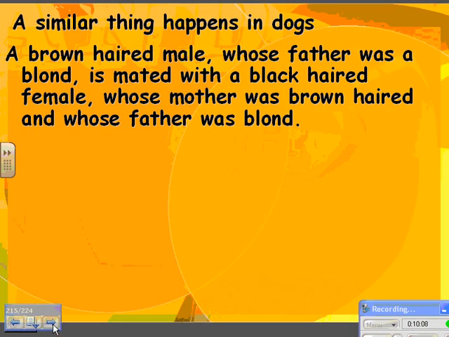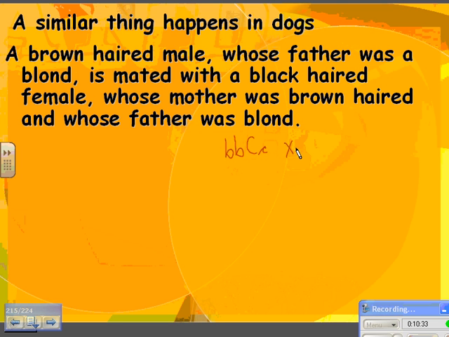A similar thing happens in dogs. A brown-haired male whose father was blonde, so blonde is yellow, but it's like the albino from the last choice, at least genetically. Now, if this brown-haired male is brown, it means he's little b, little b. He has to have at least one big C or else he'd be blonde. And he has to have a little c because his father was blonde.